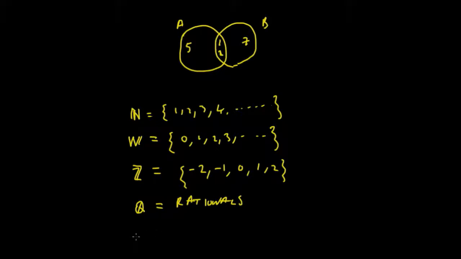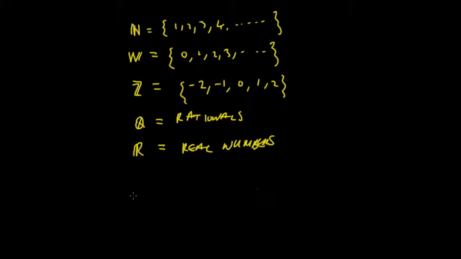rationals, okay, and then you have the real numbers, which are all the rationals and every other number in between, so it's the whole of the real number line, so we just call that real numbers. And we can say then that the natural numbers are a subset of the whole numbers, which are a subset of the integers, which are a subset of the rationals, which are a subset of the reals.